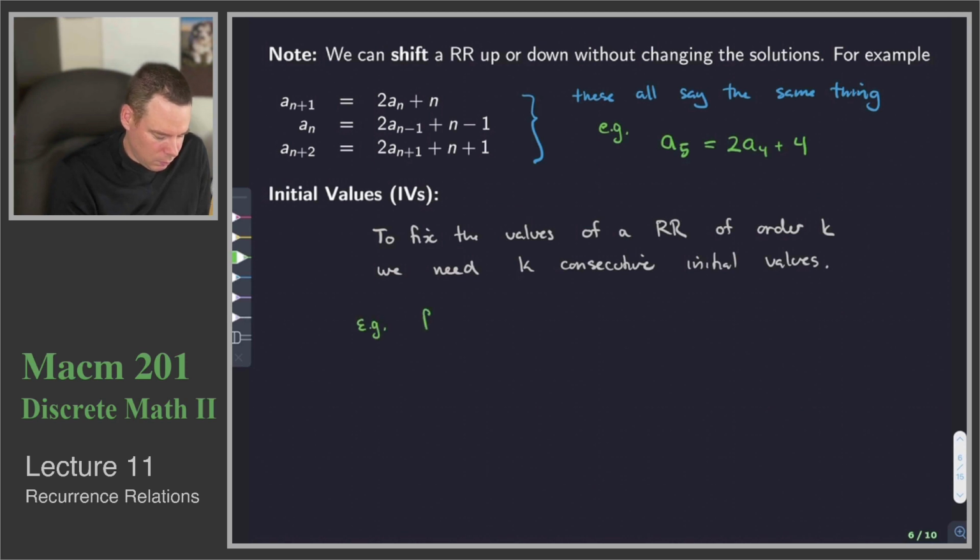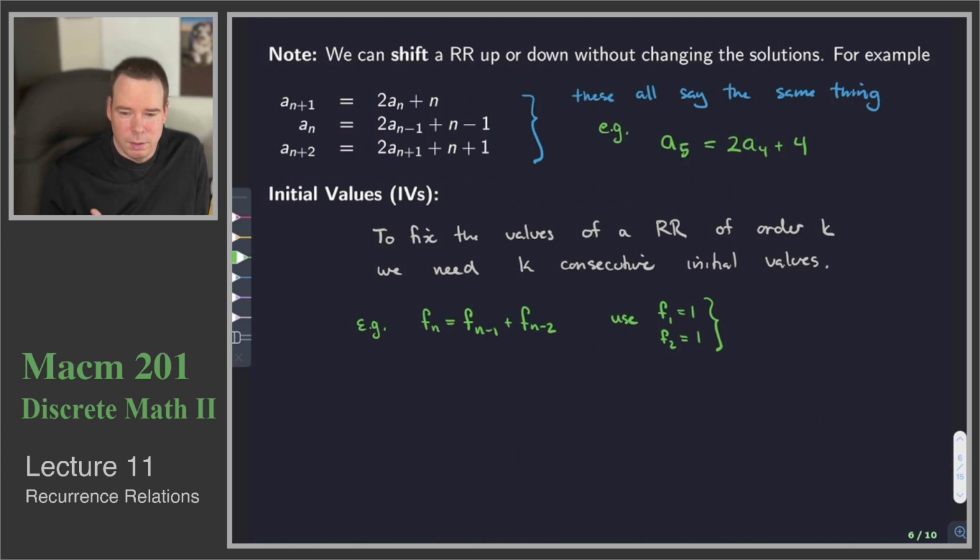let's look at the Fibonacci sequence. So f sub n is f sub n minus 1 plus f sub n minus 2. We could use f sub 1 and f sub 2. We could take both of those to be 1. That would be one set of initial conditions we could use. And they would generate the sequence 1, 1, 2, 3, and so on.